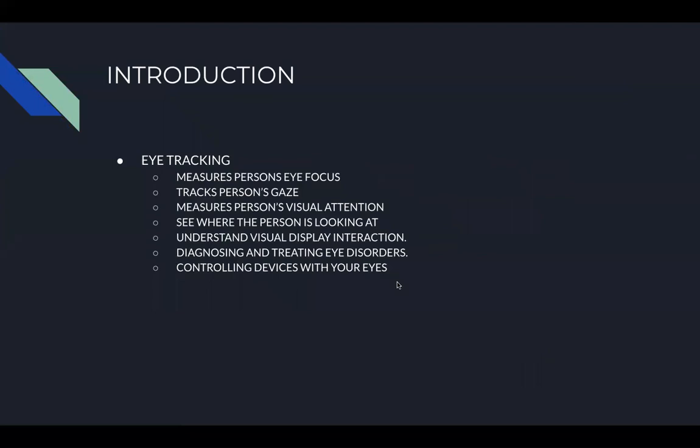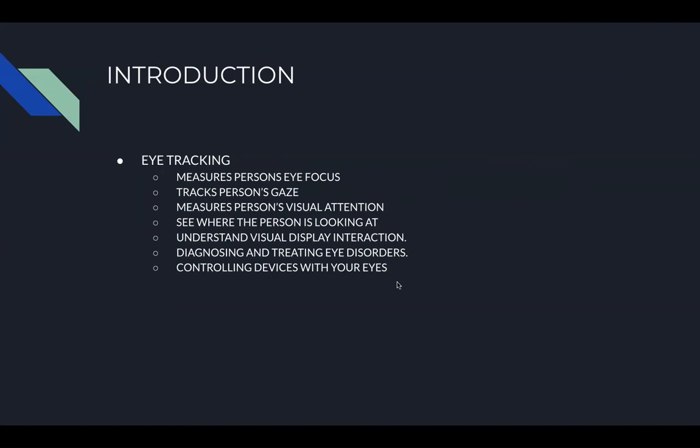For example, eye tracking can be used to track the gaze of a driver while they are driving. This information can be used to identify potential hazards and make recommendations for improving driver safety. Eye tracking can be used to measure a person's visual attention. For example, we can use it to measure how much attention a person pays to a particular product in a store. This information can be used to improve the placement of products in stores.